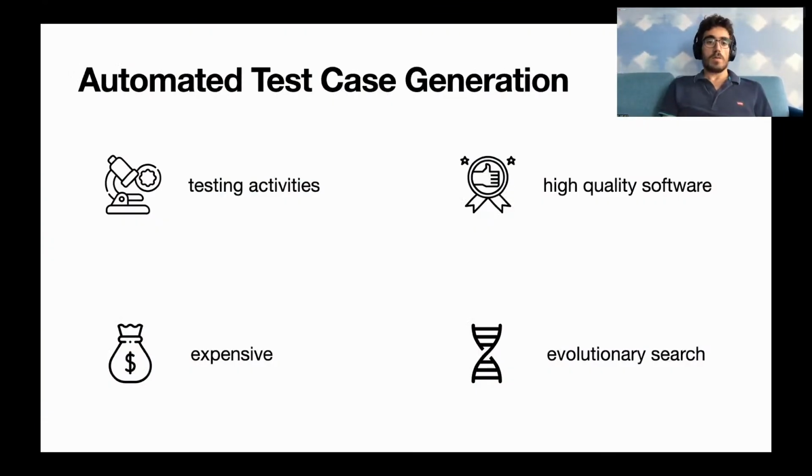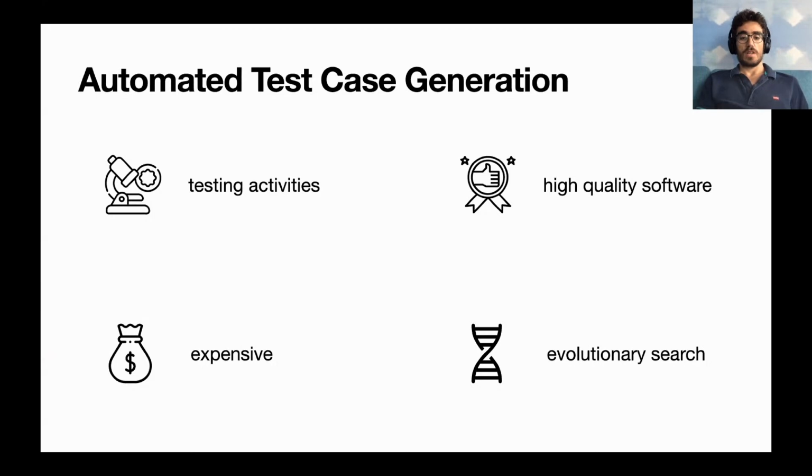So we all know that testing plays a very important role in ensuring software of high quality, but this is also a very expensive activity for developers. So to help ease this burden, a lot of research tries to automate the generation of tests, mainly exploiting evolutionary search and genetic algorithms in particular.